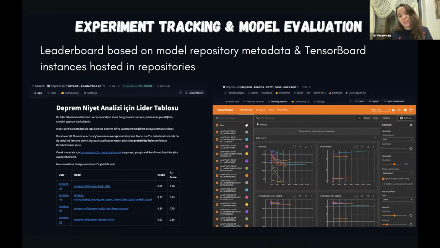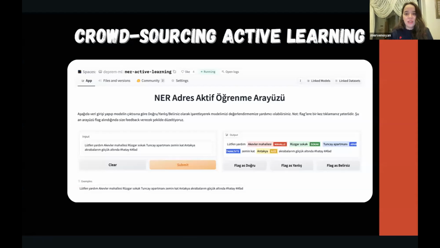On Hugging Face Hub, you have your model repositories, and you can host your TensorBoard instances. We use TensorBoard to log the training runs and how it went with the loss and everything. And thanks to Argilla, we have a Docker image of Argilla instances on Hugging Face Hub.